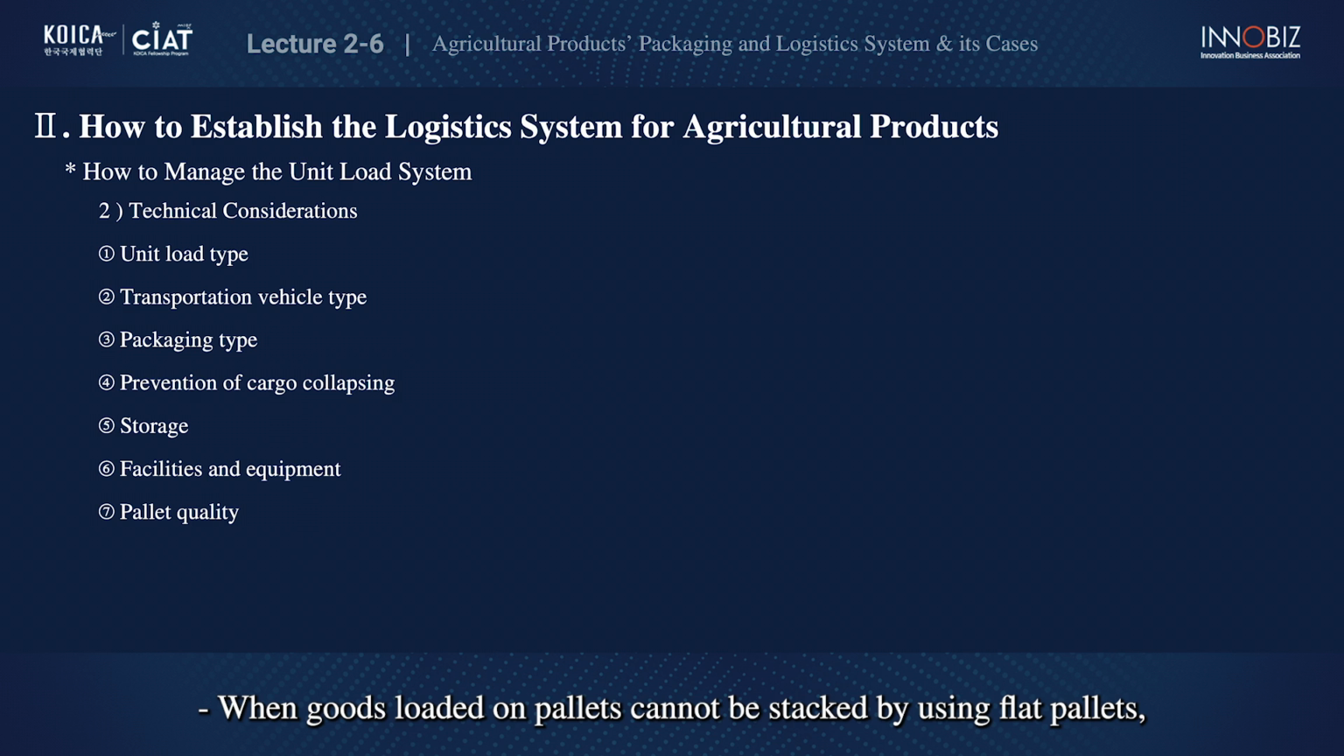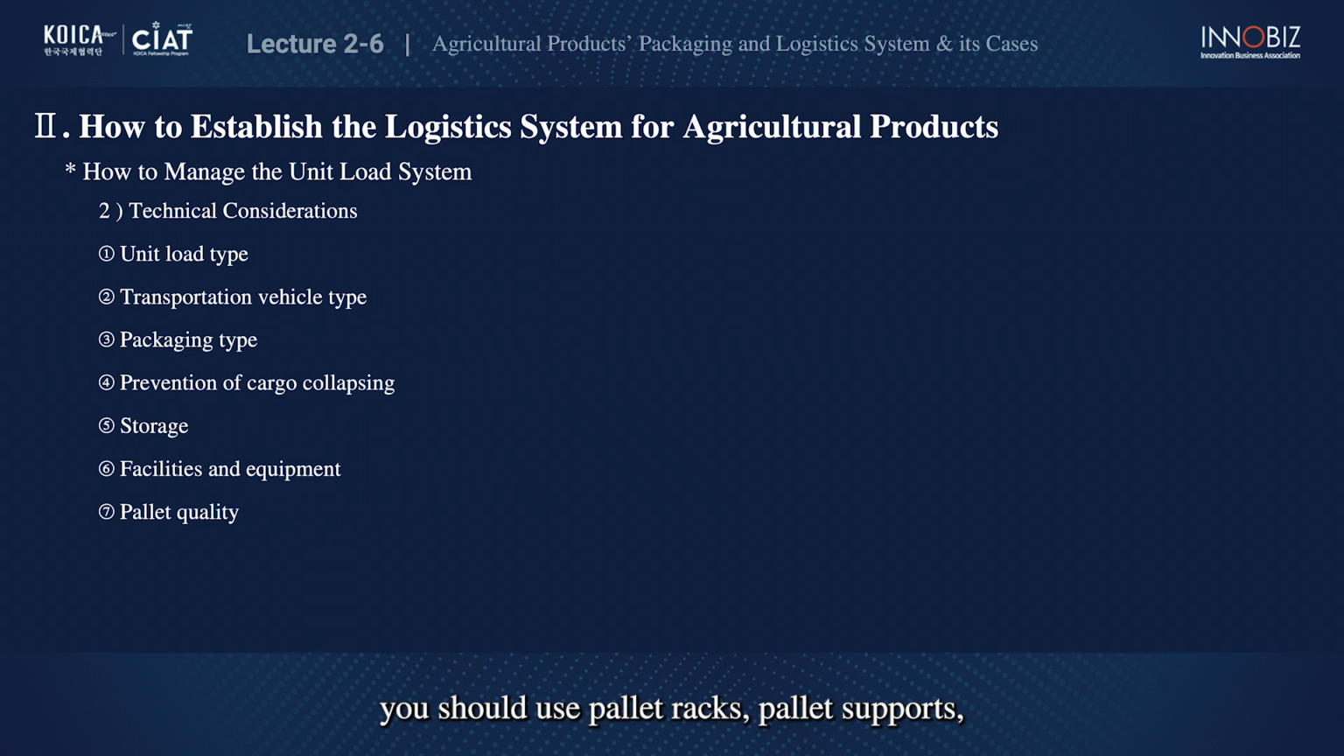Storage. When goods loaded on pallets cannot be stacked by using flat pallets, you should use pallet racks, pallet supports, box pallets, post pallets, and so on. Facilities and equipment. Pallet loading and unloading facilities are required for shipping and receiving points. In particular, the shipping point should be equipped with a production line where pallet loading is available. You also need to arrange a place to load empty pallets or to expand the pallet depot for the recovery, retransfer, and return of empty pallets.